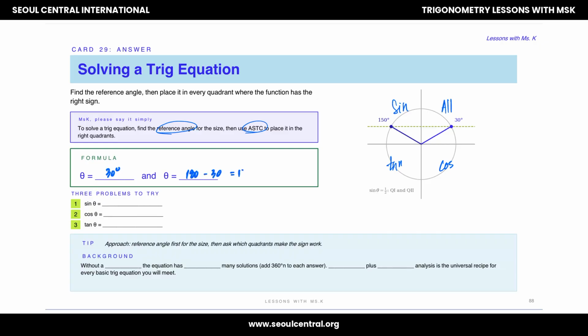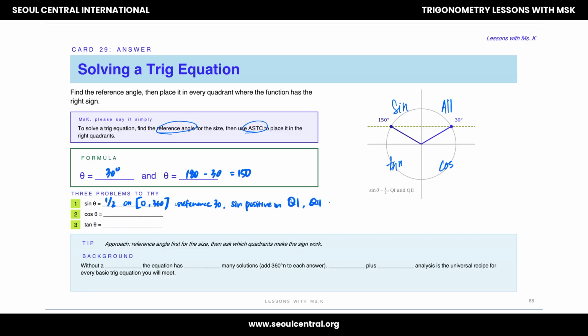This means that in quadrant 1, all the functions are positive, but in quadrant 2, only sine is positive, in quadrant 3, only tangent is positive, and in quadrant 4, cosine is positive. The formula is theta equals 30 and theta equals 180 minus 30, which is 150.